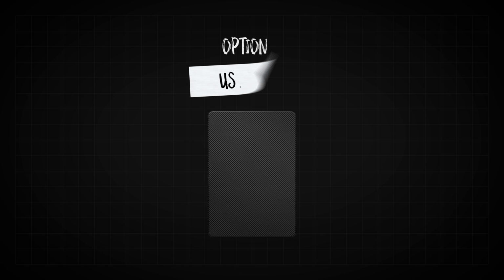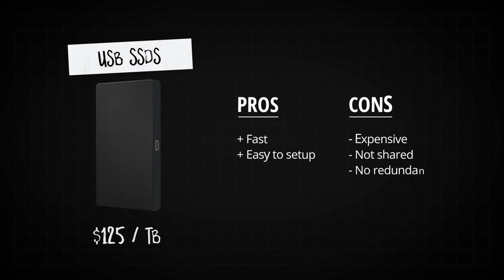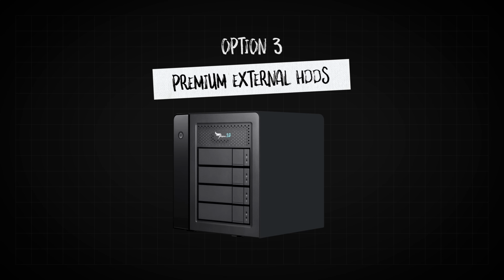Option 2. What about using USB SSDs, solid state disks? Now, of course, these are faster, so you're going to be able to work with higher bitrate footage. But you'll have all the other same problems that we have working with piles of USB hard disks. The cost of these is significantly higher at around $125 per terabyte. Big jump.